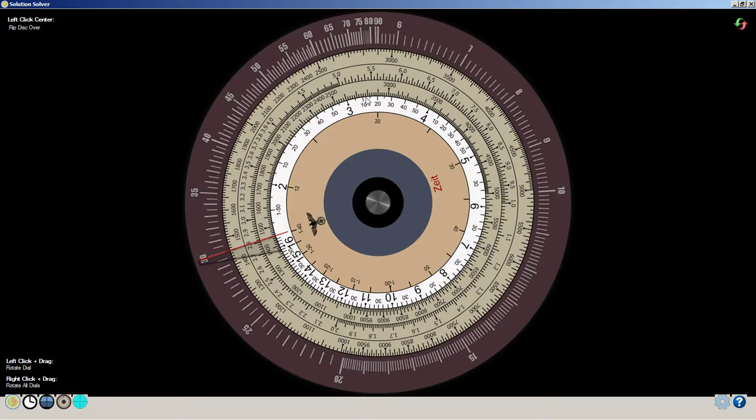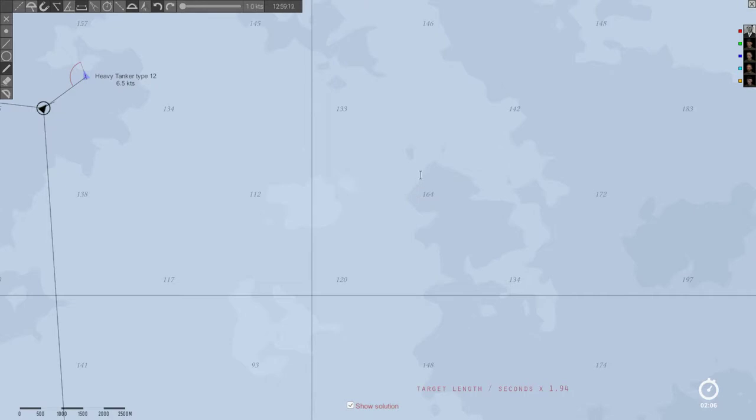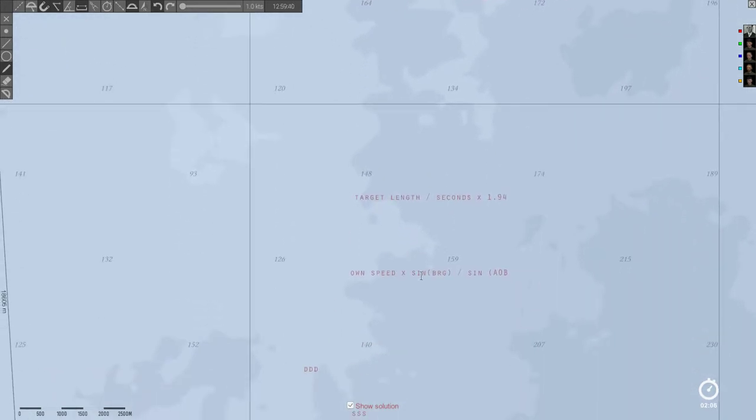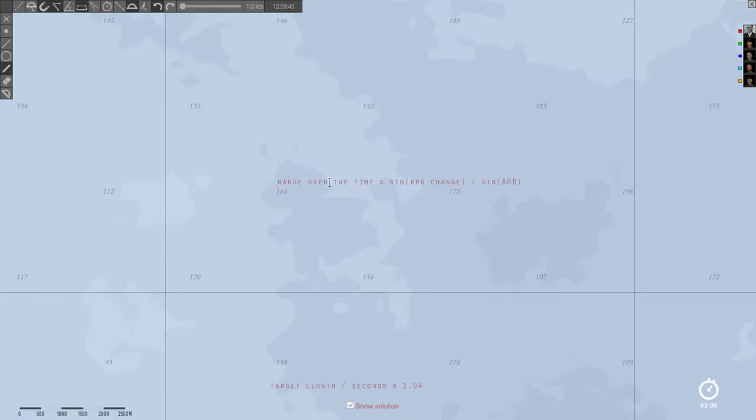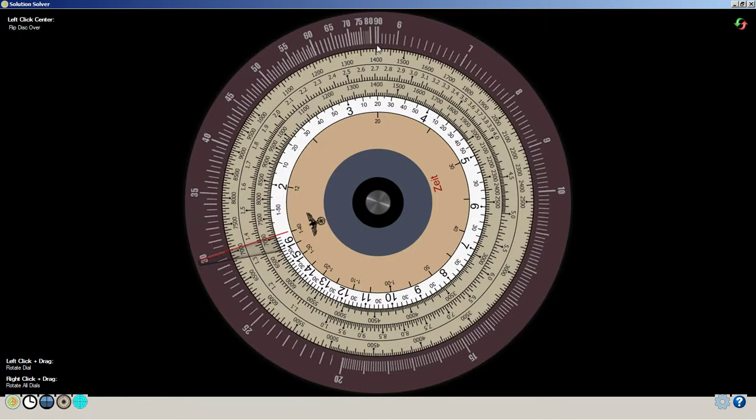So the first step that we do, I'll lay the formula out now. The formula is range over the time, times the sine of the bearing change, divided by the sine of the angle on bow again. So similar format here. We start with the division, range over the angle on bow. The angle on bow, we still use the original one of 91 or 89. So 1400, we know that's the range. We can use this outer one here, and it's practically 90.